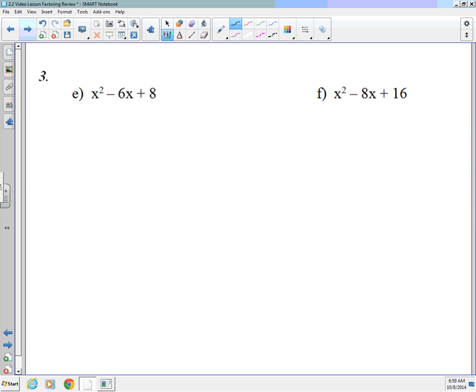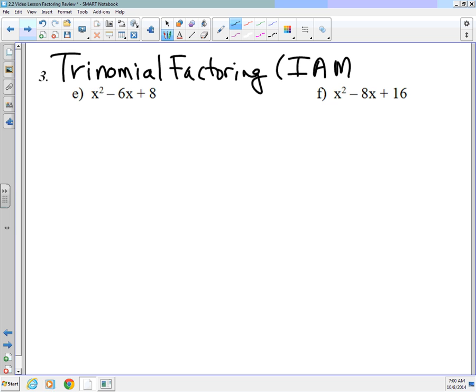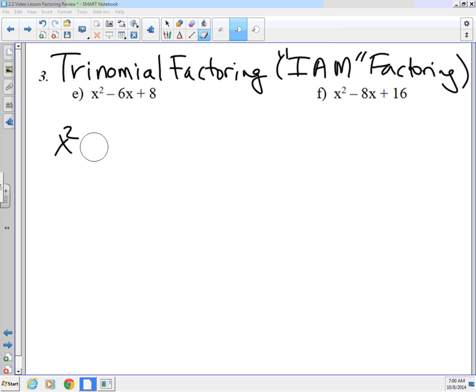All right, next up, we have trinomial factoring, which many teachers in our department have dubbed IM factoring. That's not a term you would see in a textbook, but it is kind of useful to remember how to do this. So I have x squared minus 6x plus 8. First of all, I hope we see this as a trinomial. There are 3 terms. There is no GCF.